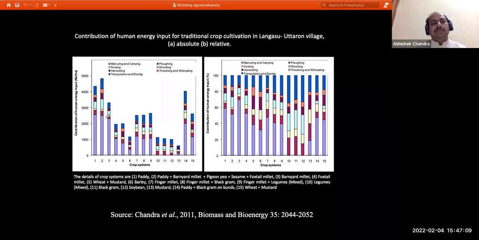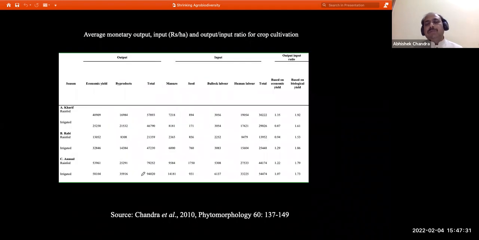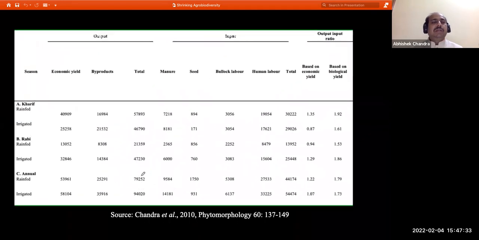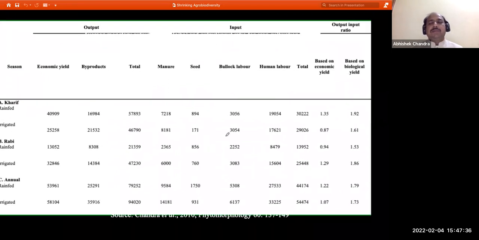In mixed cultivation, we found the same crops being grown, and in both the irrigated and the man-made systems, the agricultural land was found to be much more productive in the case of mixed cropping. The output-input analysis was done, and it was found to be much higher in the case of mixed irrigated. You can find this ratio; it is high in this case.